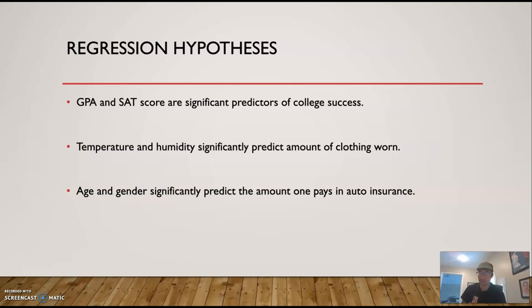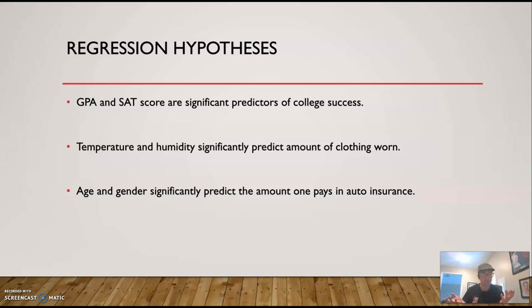So the last one I want to share with you today, not because this is all of the analyses you could do, but because these are the most common, is regression. In this case, the word predict is going to be your trigger word. Predictors, predict. The term predict is the trigger word that should indicate that you need to run this particular type of analysis. So GPA and SAT are significant predictors of college success.